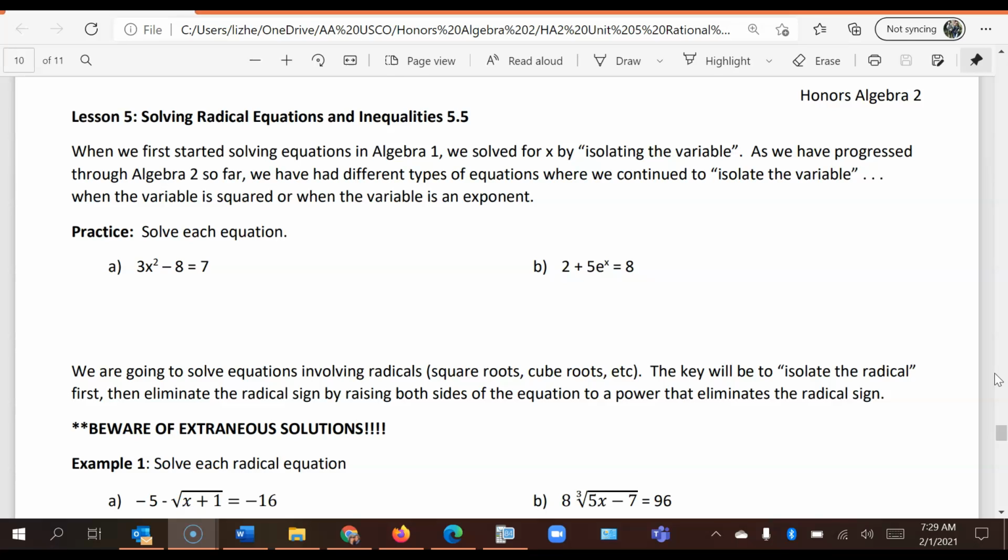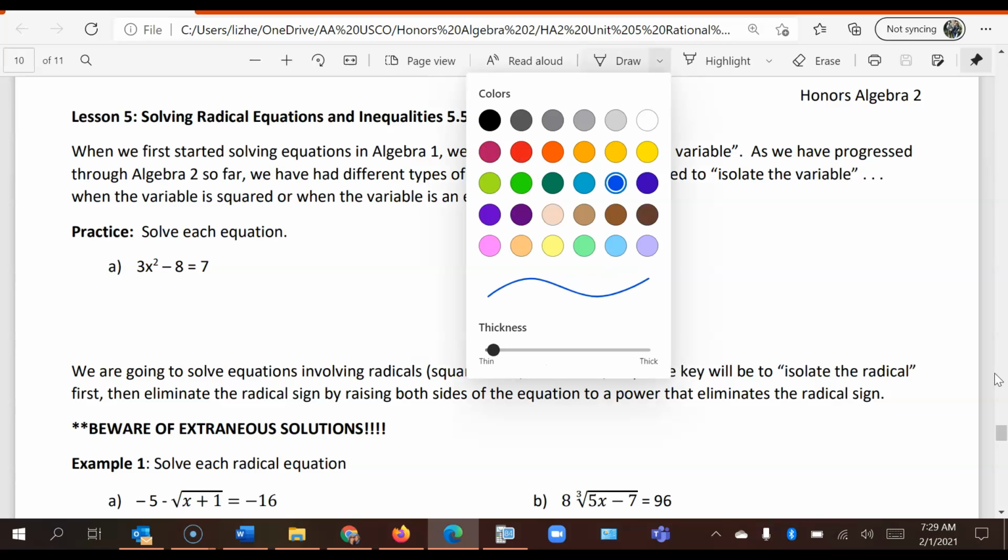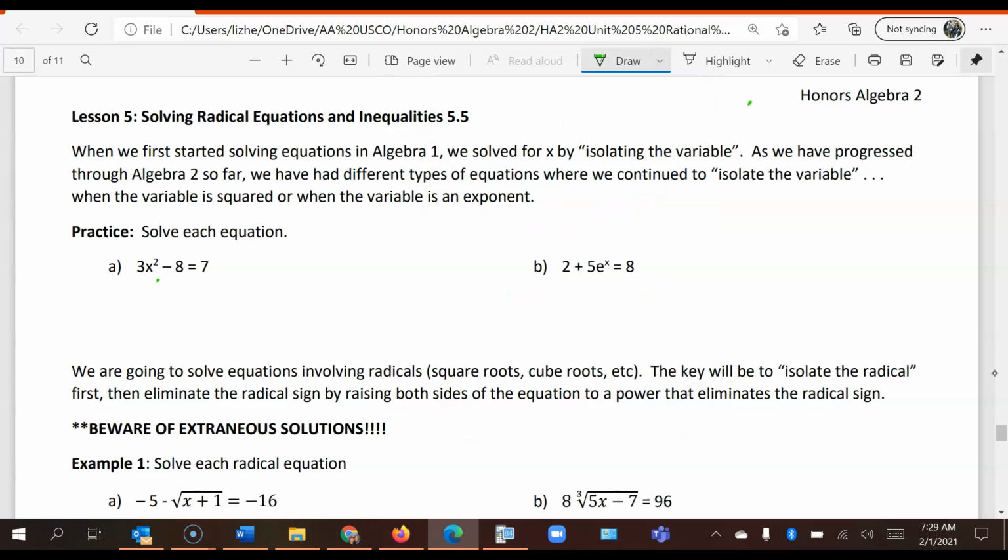So for practice, let's solve these two equations just as a review. So we want to isolate our variable, which means we're going to add 8 to both sides and get 3x squared equals 15. We're going to divide by 3, so we have x squared equals 5. And then we take the square root of both sides, so x equals plus or minus square root of 5. And there we go, we isolated the variable.